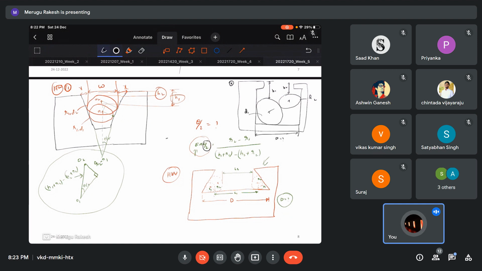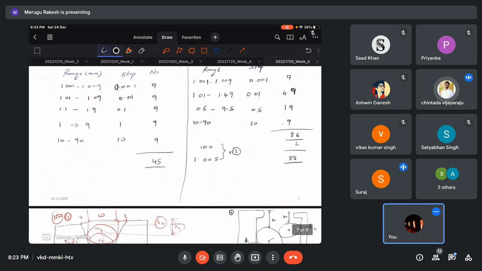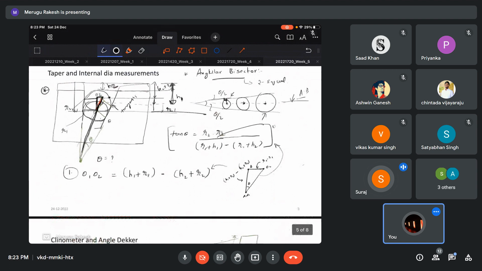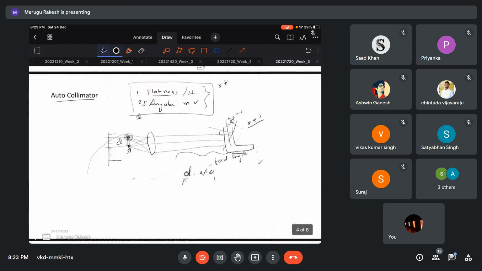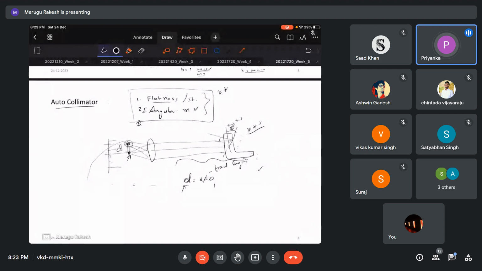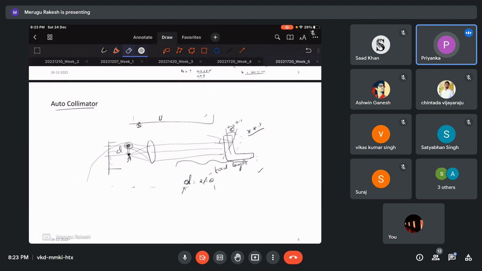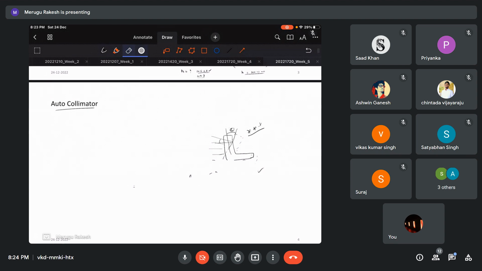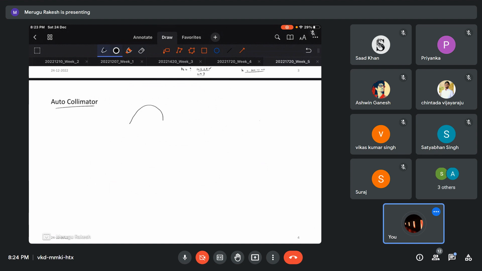Can you guys tell me what is the best wire size? P by 2, P by 2 into... What is the definition? The size of the wire that will be in contact with the pitch circle diameter. Sir, are you talking about the three wire test? No, best wire size. Yeah, that is the correct explanation.